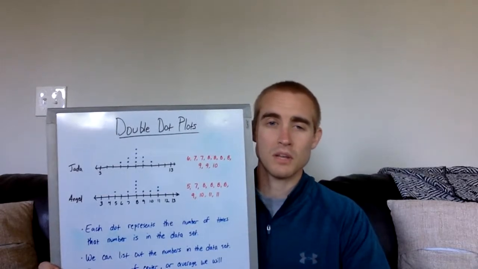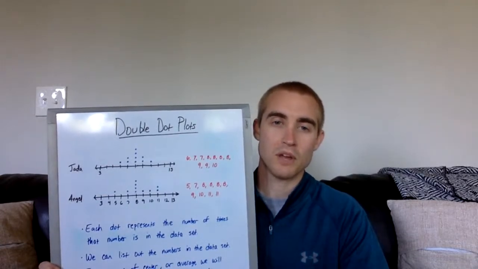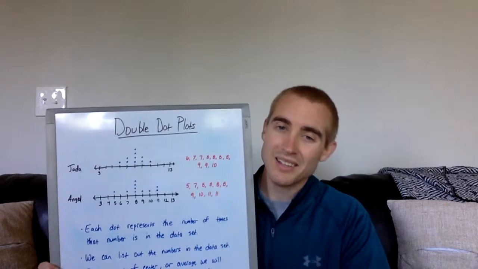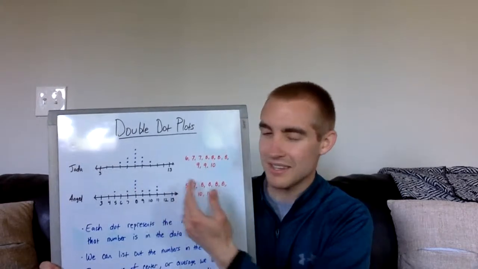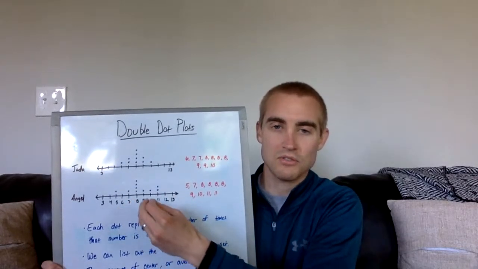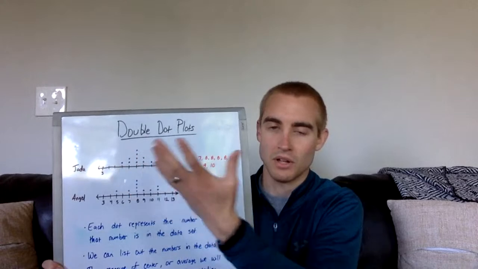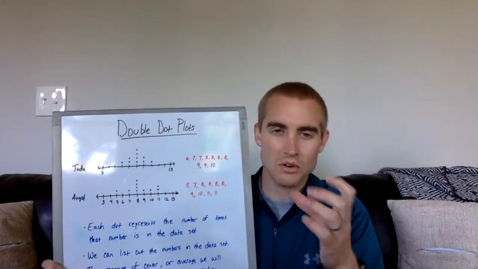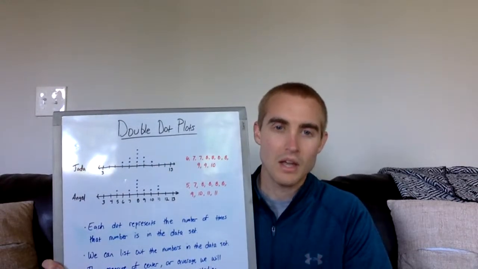Another question we are going to be asked is which one is more spread out. Now for double dot plots, we can just kind of do the eye test and see which one is more spread out, because this information is given to you on a number line, so you can see which one's closer together, which one is more spread out.